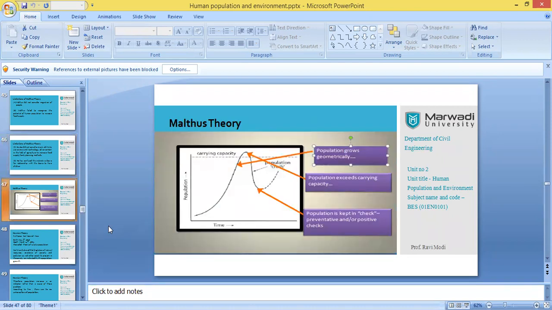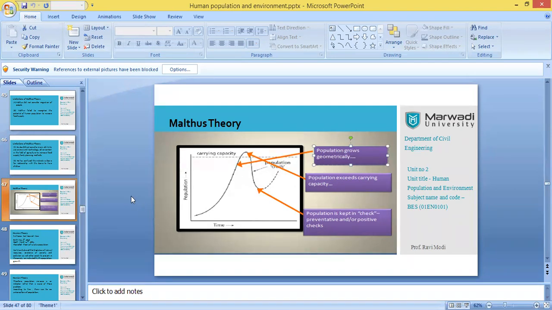This is a graph that you can relate with the Malthus theory. On the y-axis there is population, and the x-axis is time. You can see that the population initially grows geometrically and exceeds the carrying capacity line. You can see this line over here, the carrying capacity line. Then it is crashing. This is the population crash. So population is kept in check by preventive and positive checks. This is a standard figure you can relate with the Malthus theory.